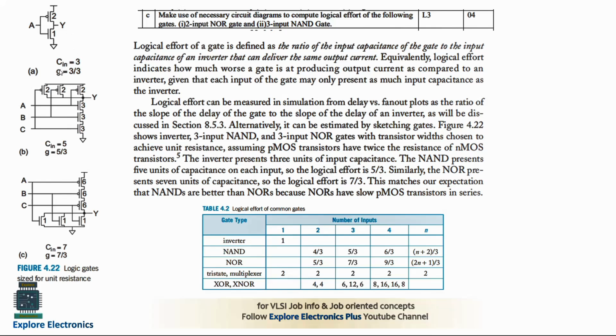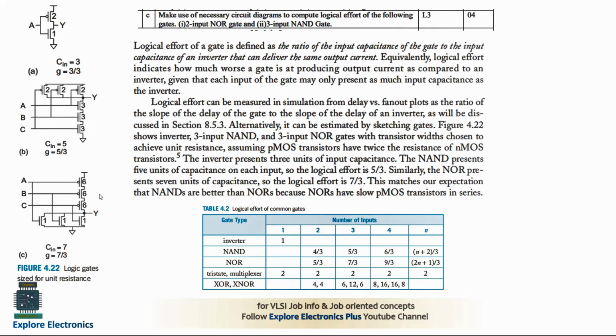So here Cin is equal to C3, G is equal to 3 by 3. In the denominator we need to take the inverter capacitance into consideration. Similarly, the 3 input NOR gate is shown over here. In the 3 input NAND gate, there are 3 series transistors and 3 parallel transistors. So Cin is 5 here. Why? Because 3 plus 2 is 5, and we need to divide by the capacitance of the inverter, that is 3. 5 divided by 3 is the logical effort for the 3 input NAND gate.